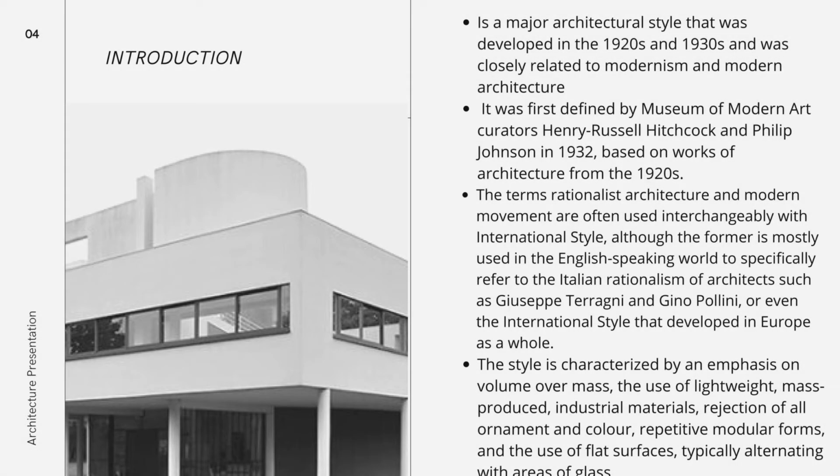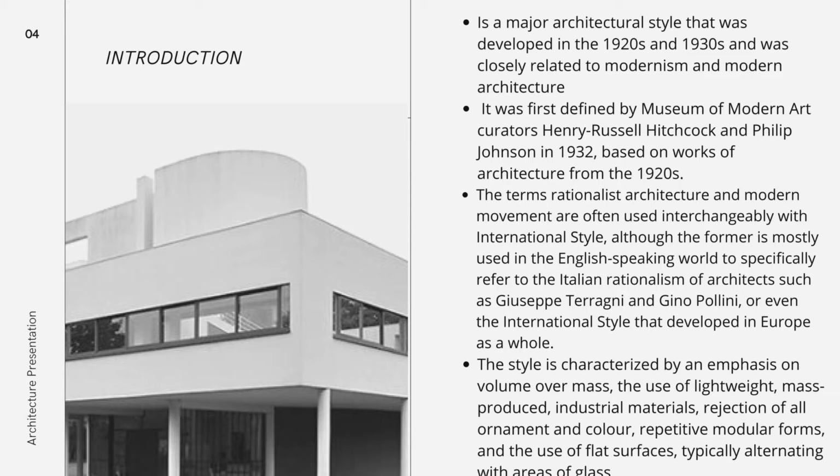Introduction. International style is a term often used to describe Bauhaus-like architecture in the United States. It is an architectural style that developed in Europe and the United States in the 1920s and 30s, and became the dominant tendency in Western architecture during the middle decades of the 20th century. It was closely related to modernism and modern architecture.